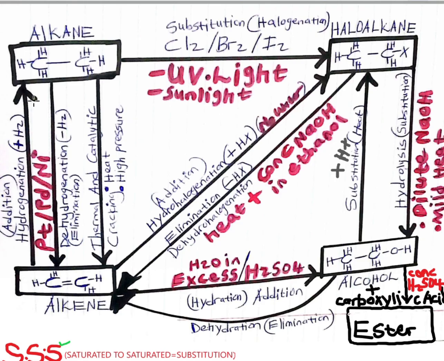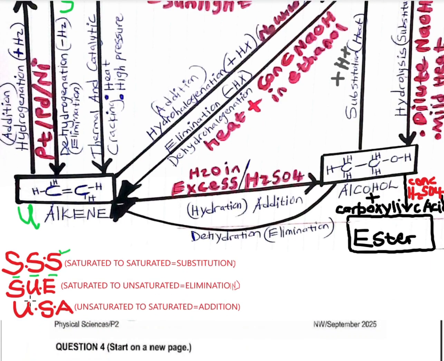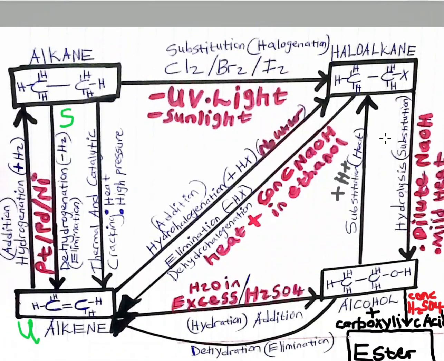What are we adding there? We have added the diatomic molecule of hydrogen, so it means it's hydrogenation, and that is an addition reaction because we are actually moving from unsaturated to saturated. And according to the triple S USA here, from unsaturated to saturated, we know it's addition. But what type of addition reaction is that? It is hydrogenation. That's what we're having there.